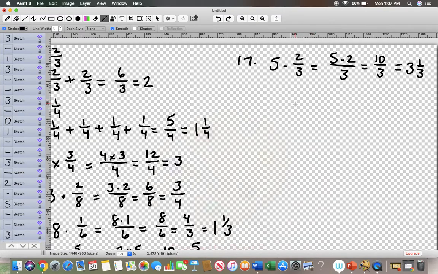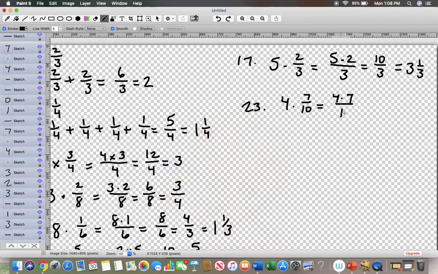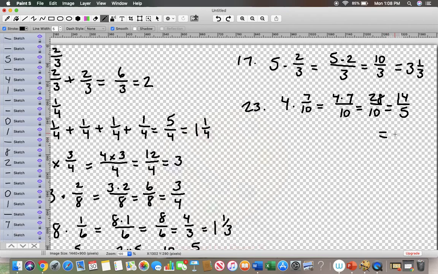Let's do number 23. Just getting a bunch of example problems in. 4 times 7 over 10. Multiply the numerators, divide by the denominator. 28 divided by 10. Now, let's reduce that. I can reduce it to 14 over 5. 2 is my greatest common factor. Divide it by 2, top and bottom. Keep it as 14 over 5, or if you want to make it a mixed number, what is that going to be? Hopefully you said 2 and 4/5.